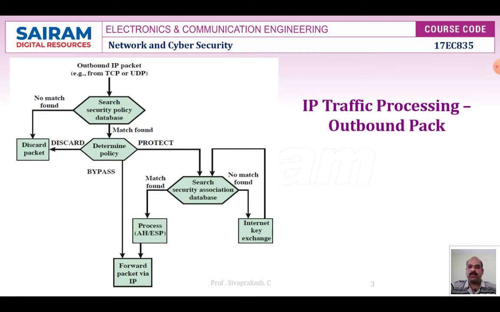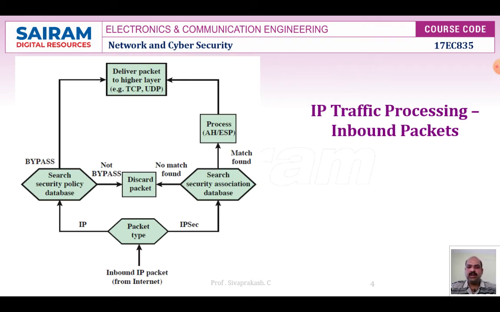Let me see the next one, inbound packets. If you look at this figure, it highlights the main elements of IP security processing for inbound traffic. Here, it consists of delivery of a packet to a higher layer like TCP or UDP, and the same two databases are present, the security policy database as well as the security association database. Along with that, the processing as well as the discard is present.